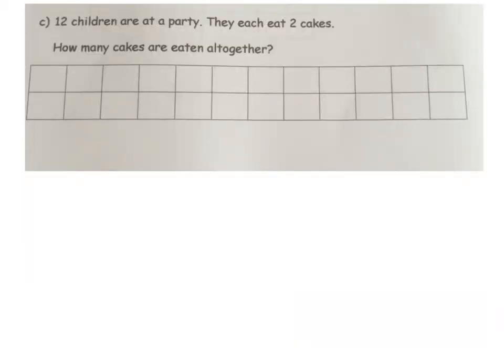Okay, next question. 12 children are at a party. They eat 2 cakes each. How many cakes are eaten altogether? So you can see I've set it up here. They have 2 cakes each. So that's one child having 2 cakes. That's another child having 2 cakes. So I'm thinking about groups of 2.